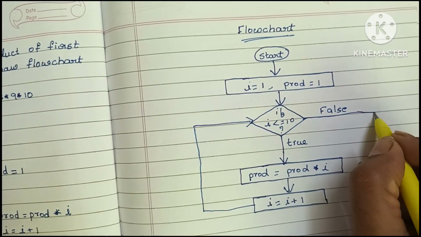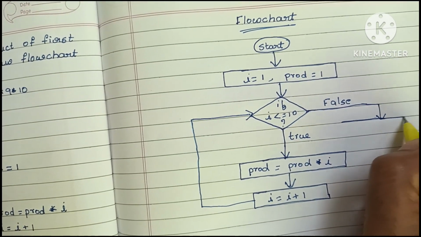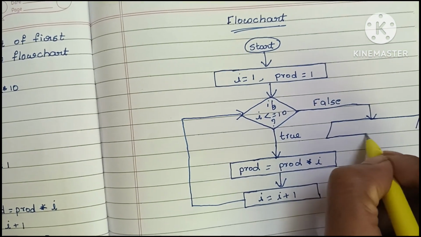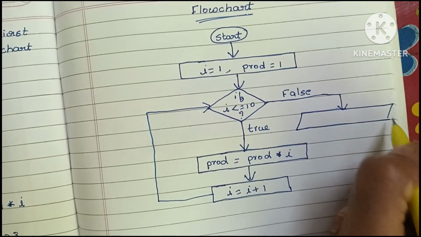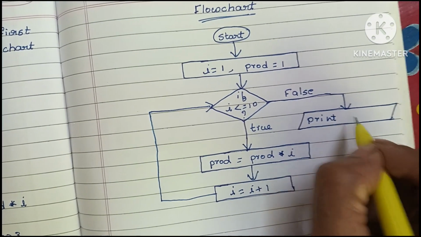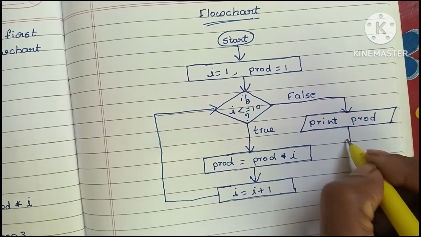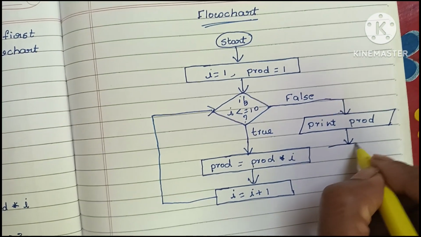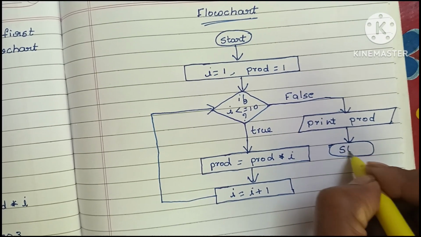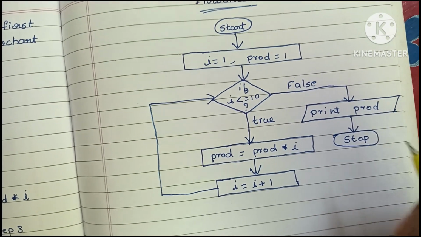we have to print the output, right? Output is always written within a parallelogram shape. Within the parallelogram shape we have to print product. Next we have to stop the flowchart using the stop statement. This is the oval shape. Within the oval shape we have to write the stop statement.